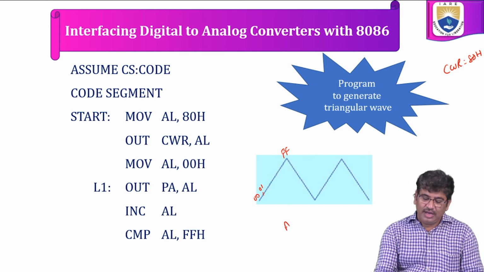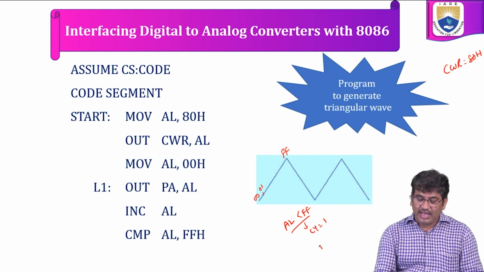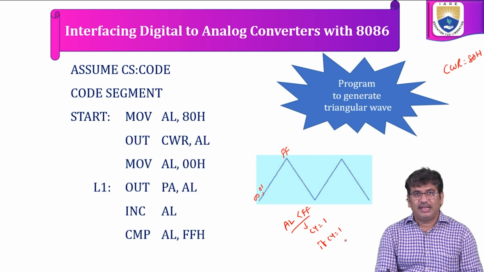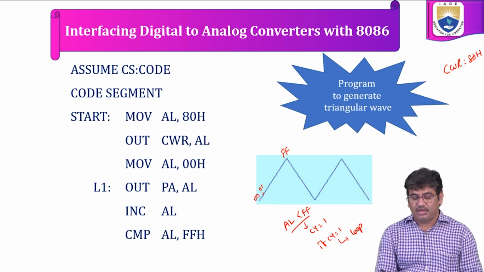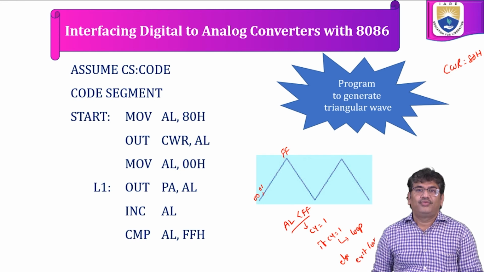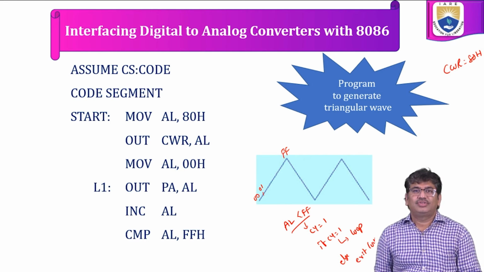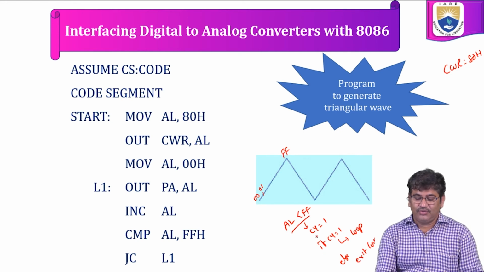If the AL content is less than FFH, it is going to make the carry flag equivalent to 1. If the carry flag is equivalent to 1, that means the next value we have to pass, so go for looping. Otherwise, you can exit the loop. For writing this logic, we use the JC instruction. If carry is equivalent to 1, go for label 1.